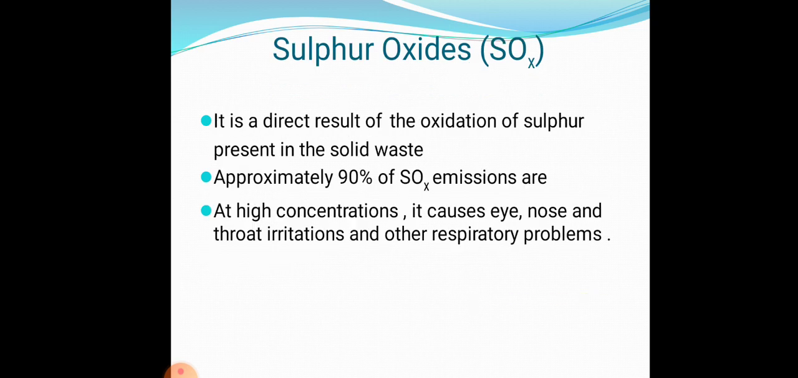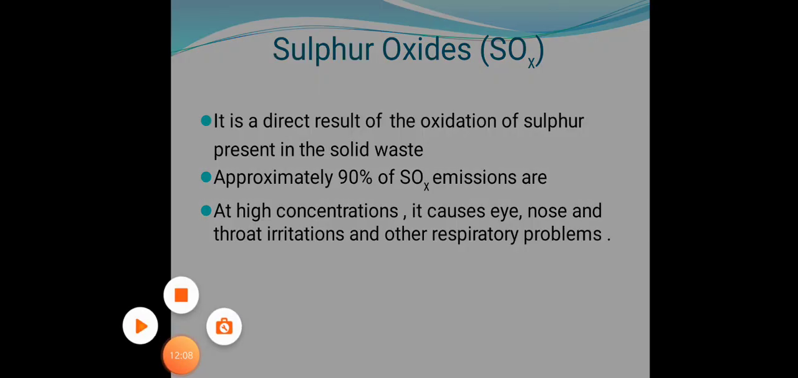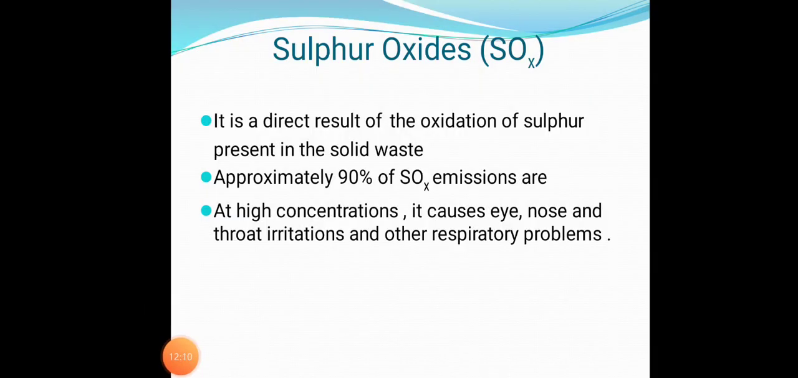Now sulfur oxides. The emission of sulfur oxide is actually a direct result of the oxidation of the sulfur that is present in the solid waste. Various other conditions, like the type of incinerator used and its operating conditions, also influence the production of SOx, or sulfur oxide. Approximately 90% of the sulfur oxide emissions are sulfur dioxide.